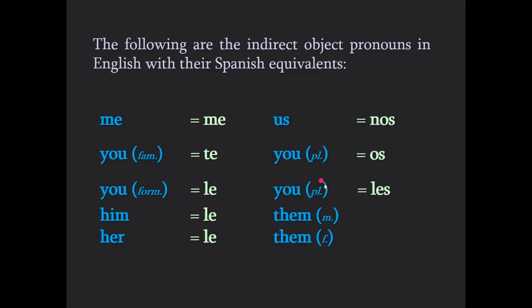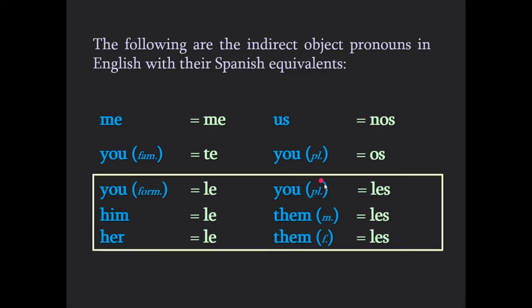Then to them, if it's masculine, is les, and to them, if they happen to all be females, is also les. So once again, you can see that both le and les can mean several different things, and context will always clarify who that is referring to. Rarely are those confused, and when they are, you just ask a question to clarify, but it will usually be clear who that is, and we'll see that coming up in some examples.